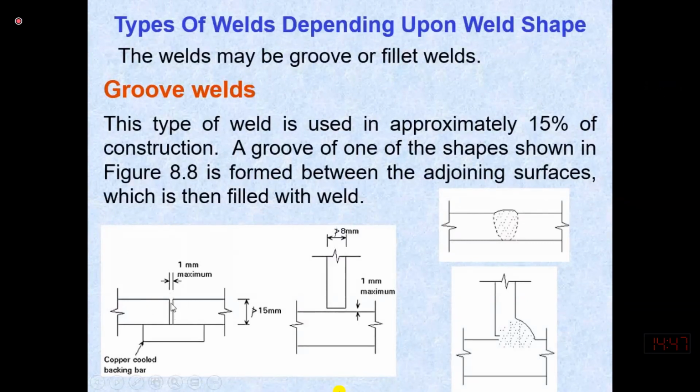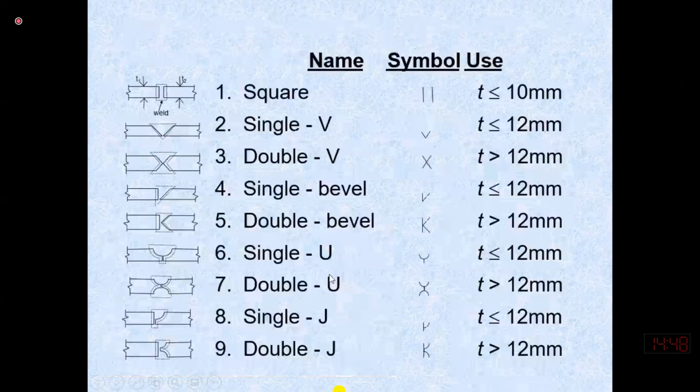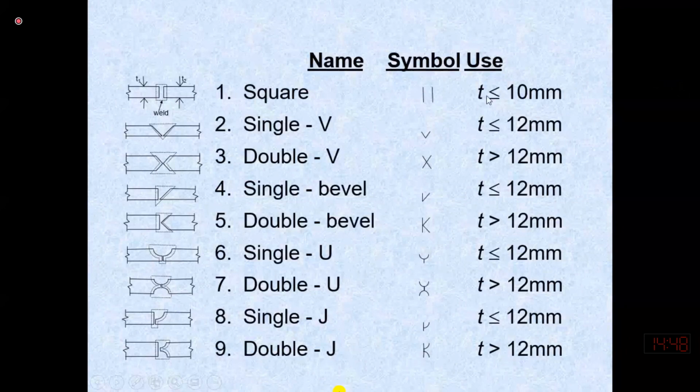But if we are filling this gap with the weld, the weld may not be properly filled thoroughly. So there might be some bubbles. For this purpose, we may have different types of finishing surfaces. If the two surfaces are brought parallel to each other and connected with the help of a groove weld, the shape of the weld is square and it is denoted by two lines. It is used if the thicknesses of the plates are less than 10 mm.